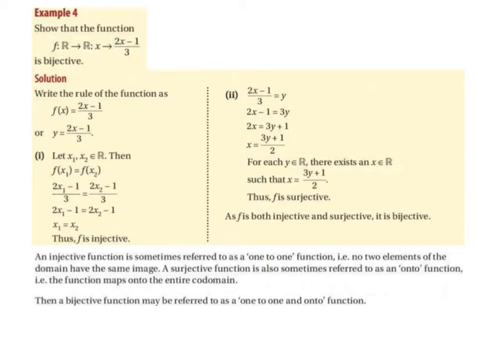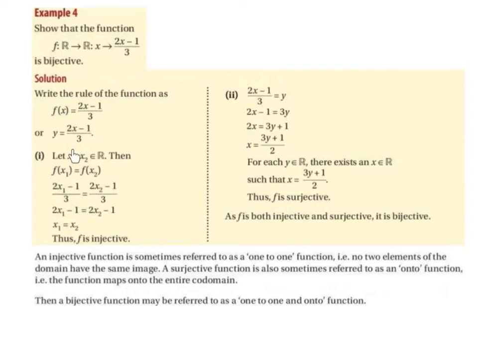Show that the function f of x equals (2x minus 1) over 3 is bijective. This means that it is both injective and surjective. So we start off by writing the rule of the function as f of x equals (2x minus 1) over 3, or y equals (2x minus 1) over 3.